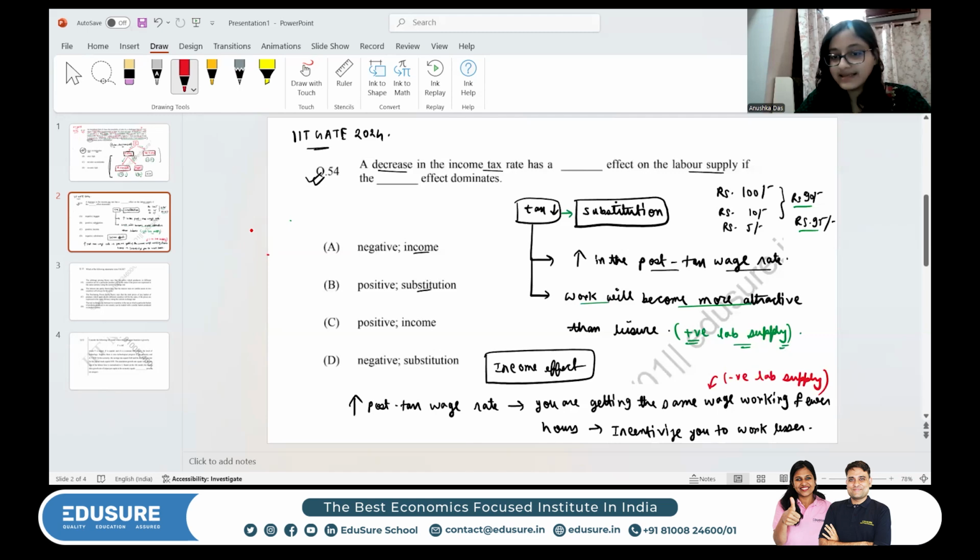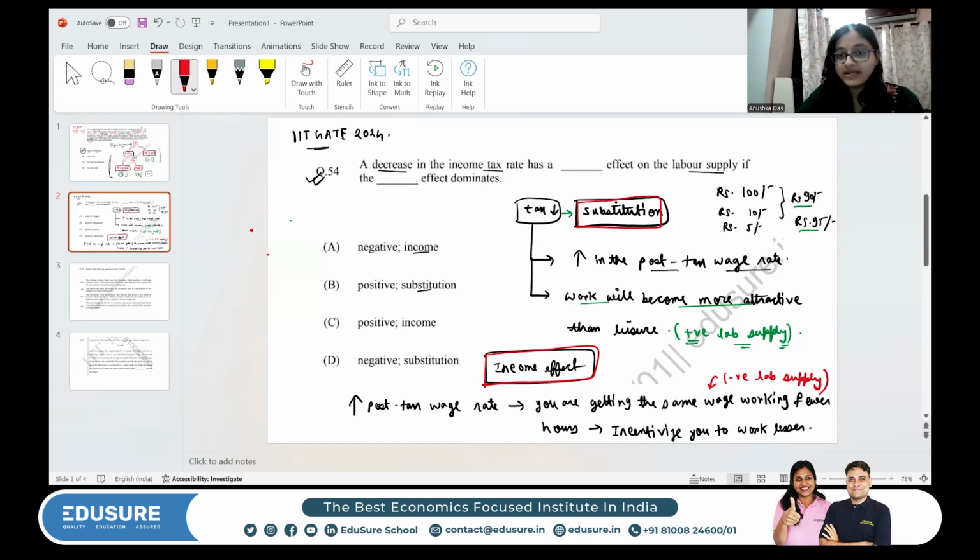I hope this is clear. These are the two effects that will be created when there is any change in the income tax or change in the wage rate. In case of substitution effect, since your in-hand salary increases, your work becomes more attractive to you and you are giving more labor. So this tax cut will incentivize you to work more. So there is a positive impact on labor supply.